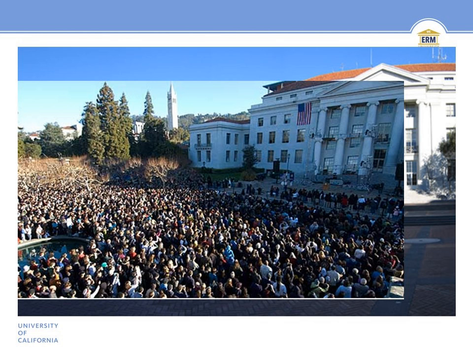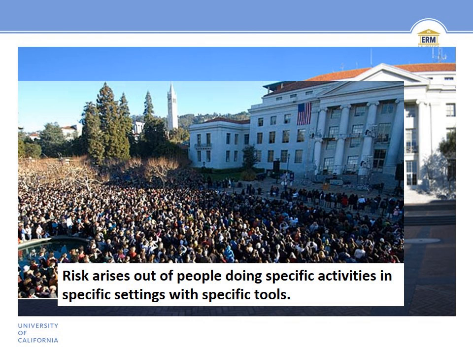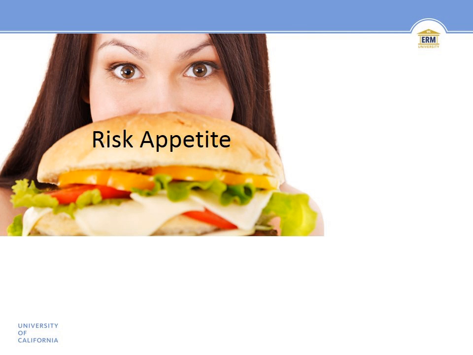So now you're open for business, and you have all these stakeholders interacting with your organization. So I want to say risk arises out of people doing specific activities, there's that word again, in specific settings with specific tools. And so an organization accepts this and addresses it based on risk appetite. Now, risk appetite's kind of a buzzword, it's kind of jargony, and I don't really want to get into it here, but it's an intuitive concept that we all understand.